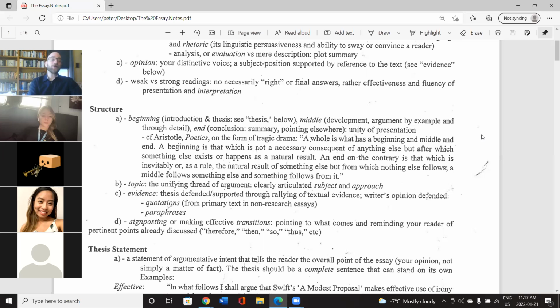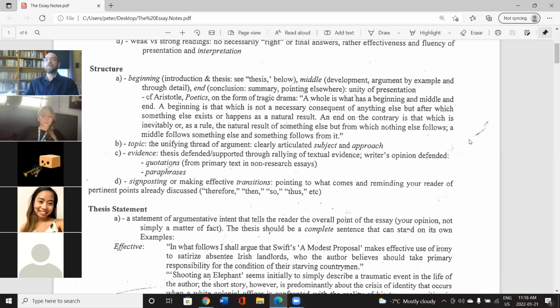That is, the middle follows on the beginning and an end follows on the middle. Okay, obvious, but I just thought I should remind you of the fact that I'm looking for a particular structure in an essay. An essay is unified by its topic, the unifying thread of argument, a clearly articulated subject and approach. Now, I got some emails asking me, what's the best way of opening an essay?